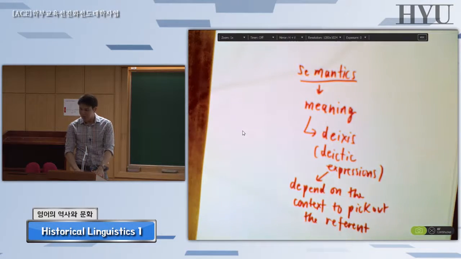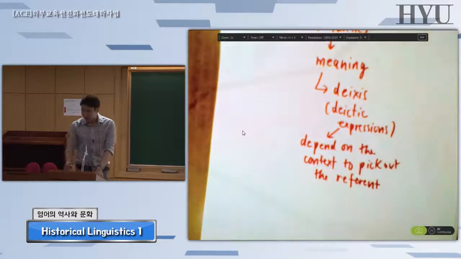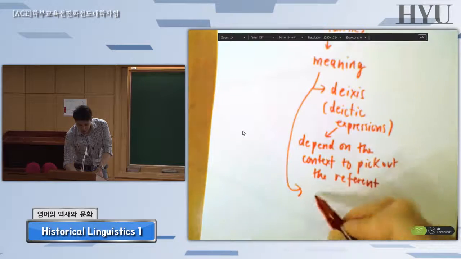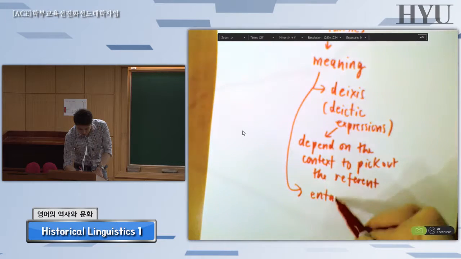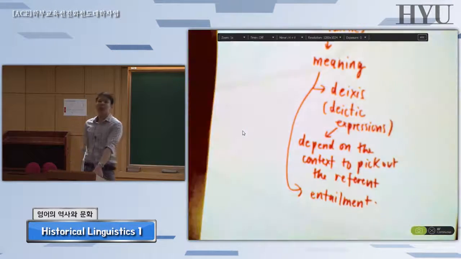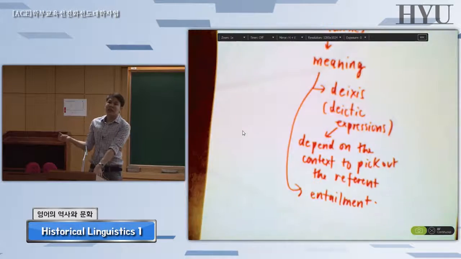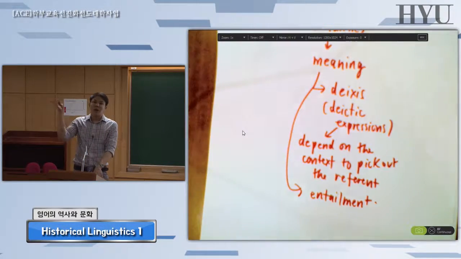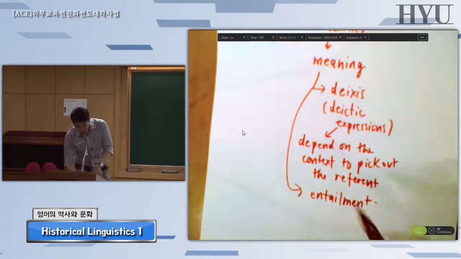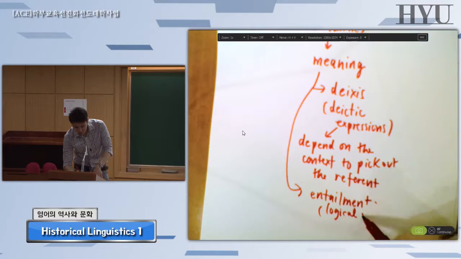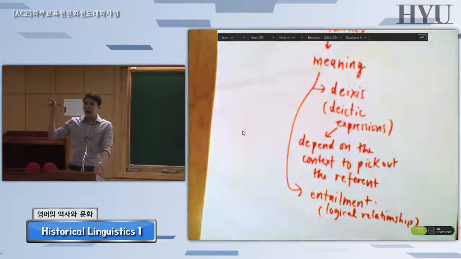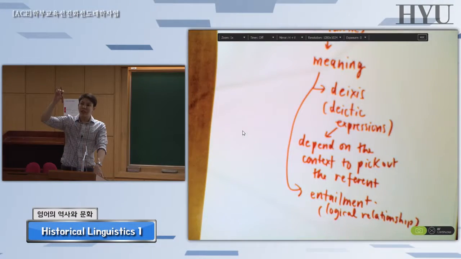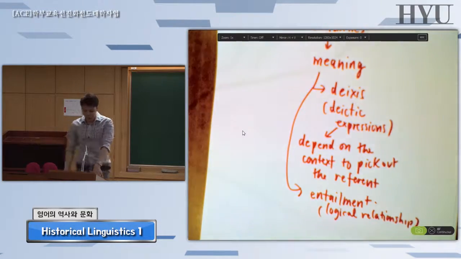And we also talked about entailment. You guys remember? Entailment is a strong relationship between two or more statements. An entailment is a logical relationship between two statements. We just look at whether one sentence entails another sentence.